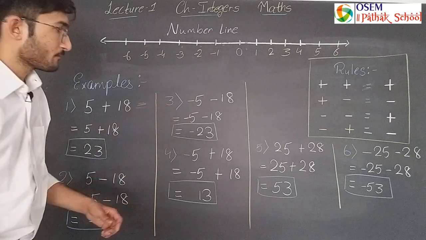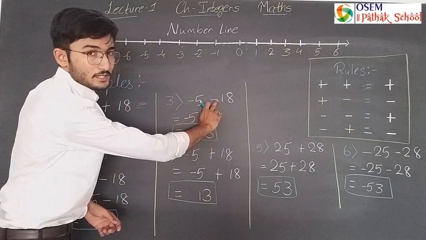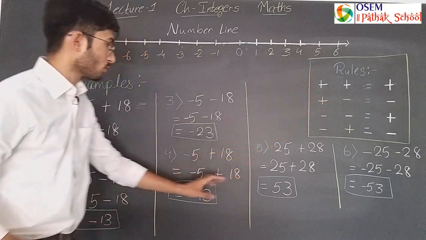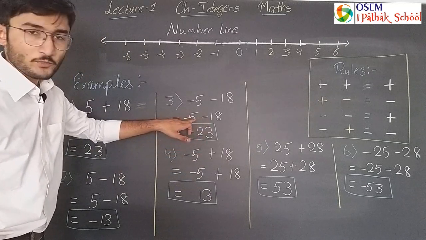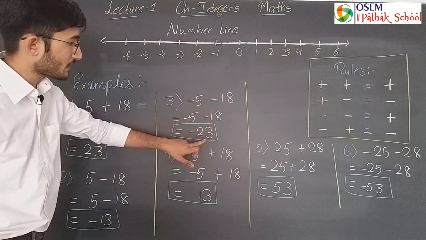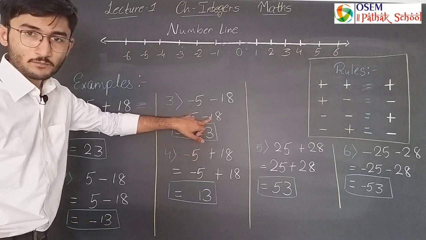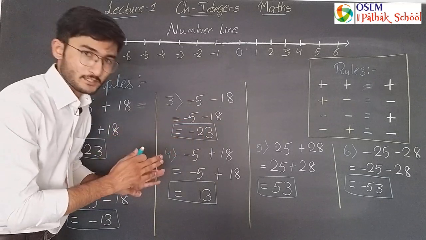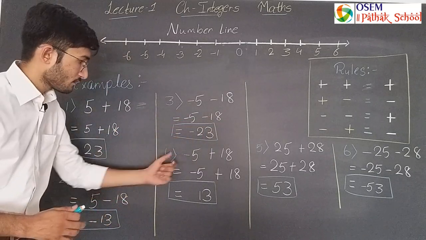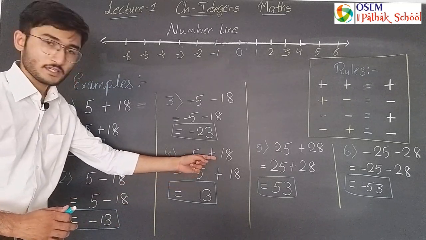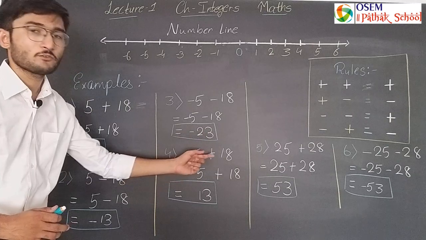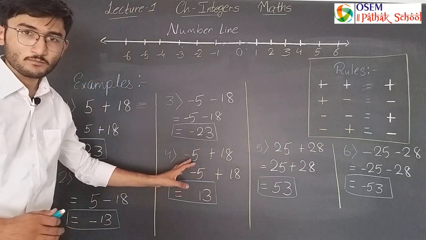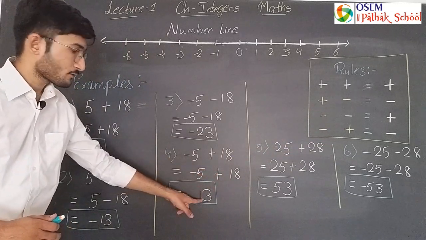Example number 3: here it is minus 5 and minus 18. Both are minus, so we have to add them. Minus minus is plus in the sense of adding, so add both the numbers: 5 plus 18, we get 23. Now 18 is the bigger number, so the sign will be that of 18. So the answer is minus 23. Example number 4: minus 5 plus 18. We have one negative integer and one positive integer. Minus plus is minus, so subtract both the numbers. 18 minus 5 is equal to 30.